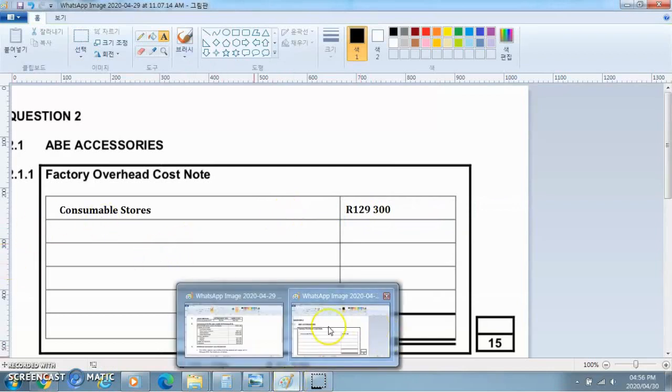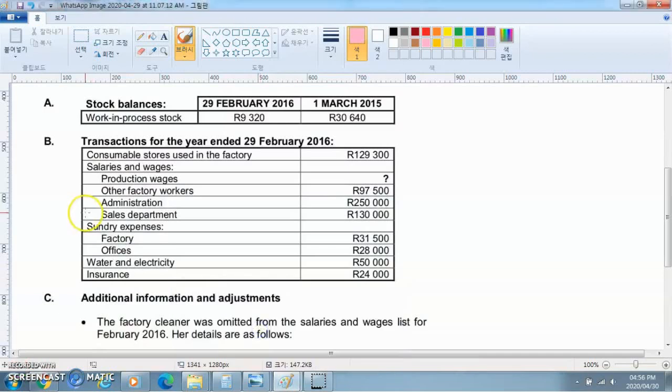Then the next thing that we need to put in here is the salaries and wages. Here we have something relating to production wages. Production wages is not part of our factory overhead cost. Why? Because it's a direct cost. The production wages are more like your direct labor, the people who work directly with the product. So we'll skip that one.